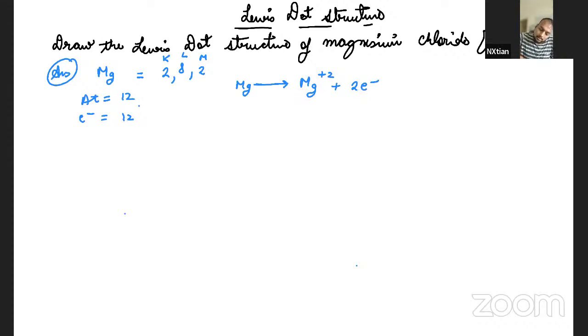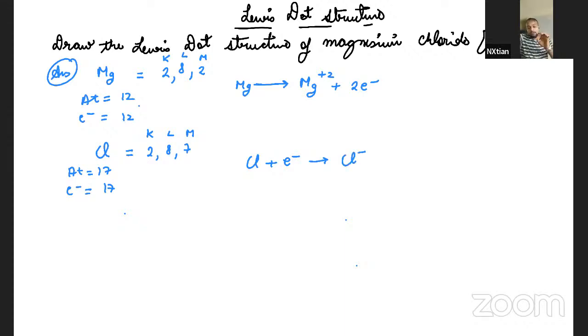Now, in the same way, chlorine. The atomic number is 17, so the number of electrons will also be 17. The configuration is going to be 2, 8, 7. In K shell, 2 will be there. In L shell, 8. In M shell, 7. So now chlorine wants only one electron. Now listen, guys. When chlorine gets one electron, it will become chlorine minus one, which is a more stable state.